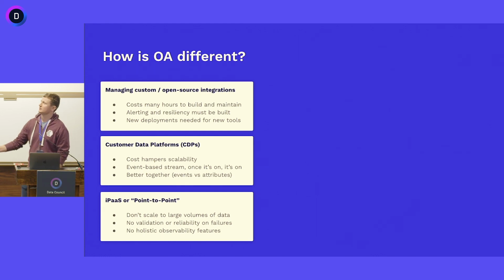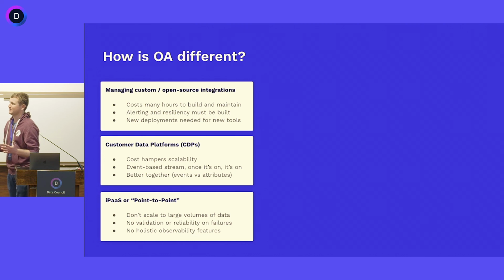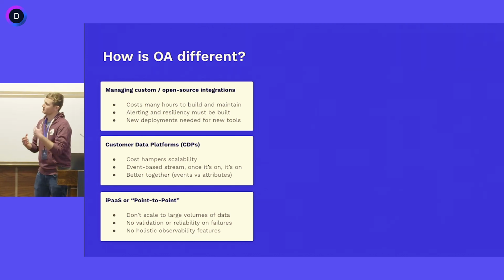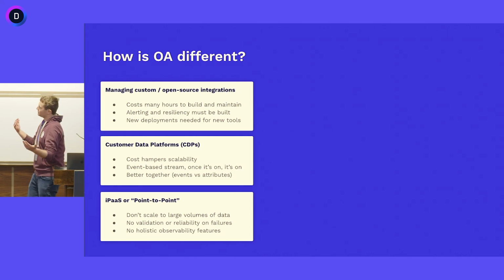So why is operational analytics different? I'd say there are three main components in terms of existing solutions that are out there. One is a custom integration, sometimes described as Python code wrapped in duct tape, in terms of just integrating different systems, maybe using different frameworks or SDKs of services.